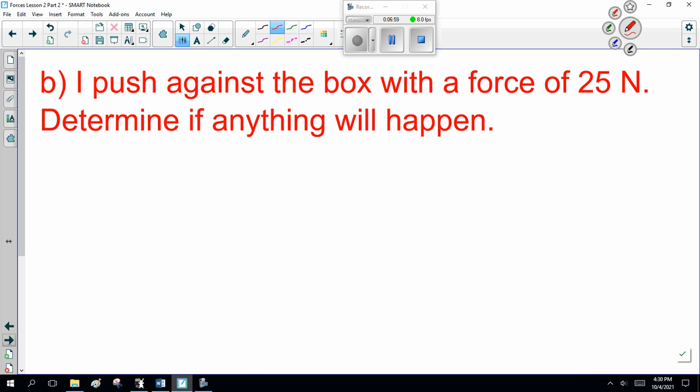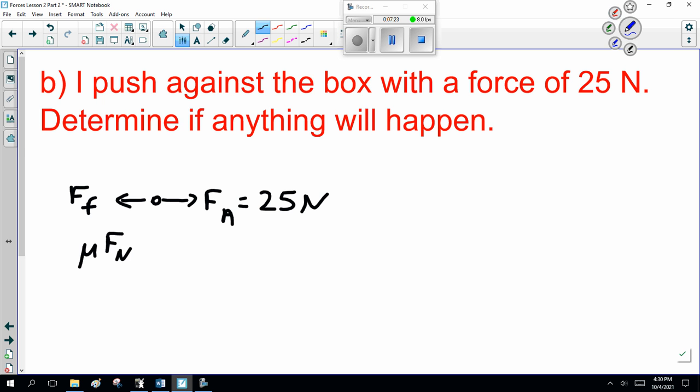So, I push against the box with a force of 25 newtons. Determine if anything will happen. Well, force applied equals 25 newtons. Force of friction. Now, force of friction is mu force normal, which is, force of friction, which is mu mg.